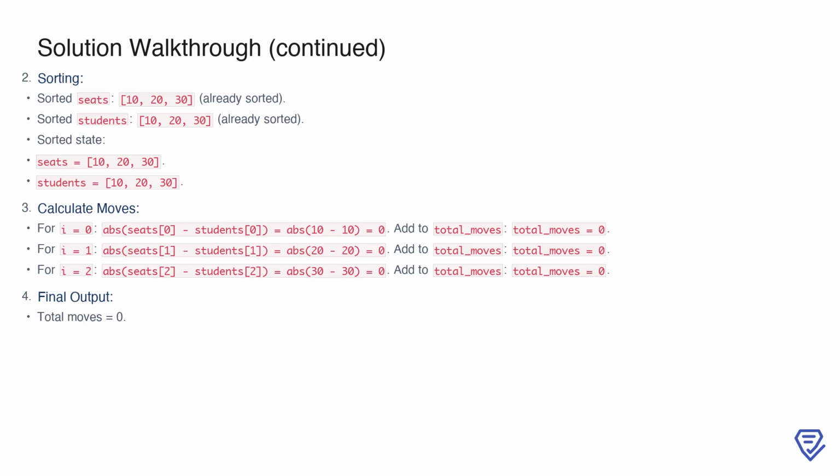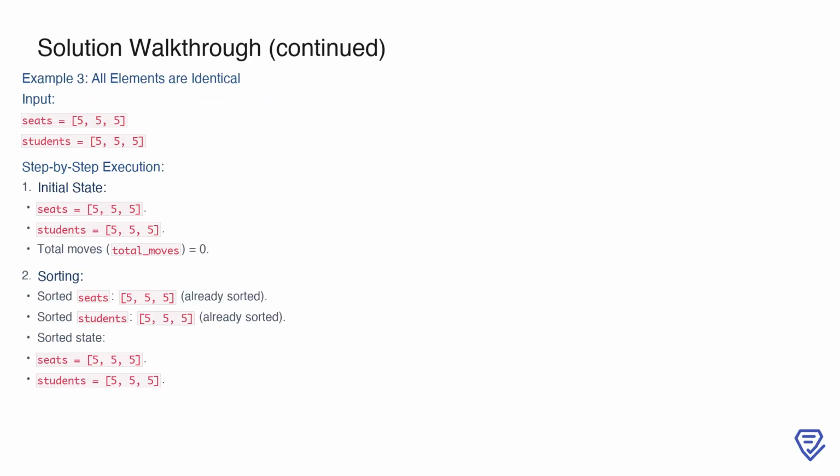Now, let's explore another scenario where all the elements in both arrays are identical, as shown in example 3. In this example, both seats and students are 5, 5, 5. The total moves start at 0. Sorting these arrays doesn't change their order, so the sorted state is still seats equals 5, 5, 5, and students equals 5, 5, 5. Since all the elements are identical, there's no need for any student to move.